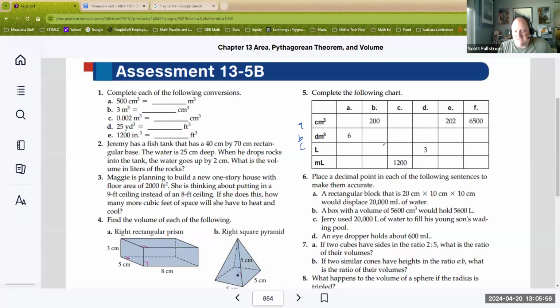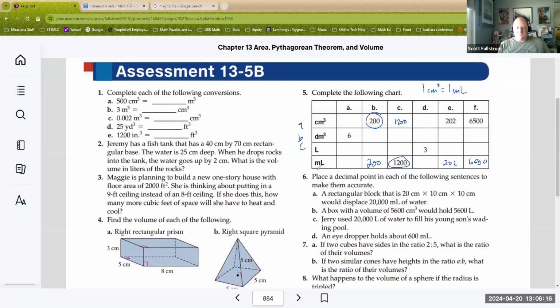But it's fine. Let's see here. So take the easy ones first. Remember, 1 cubic centimeter is the same as 1 milliliter. So 200 cubic centimeters is 200 milliliters. 1200 milliliters is 1200 cubic centimeters, and vice versa. So that's kind of like a freebie.